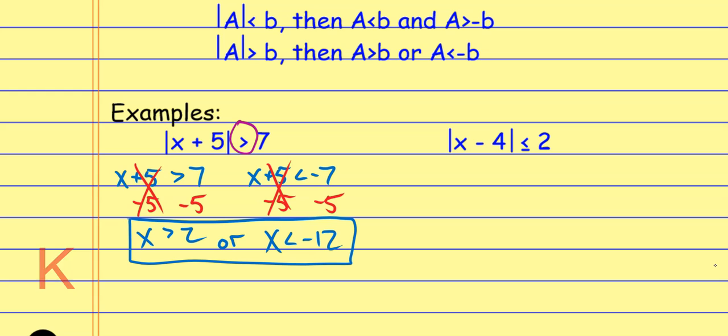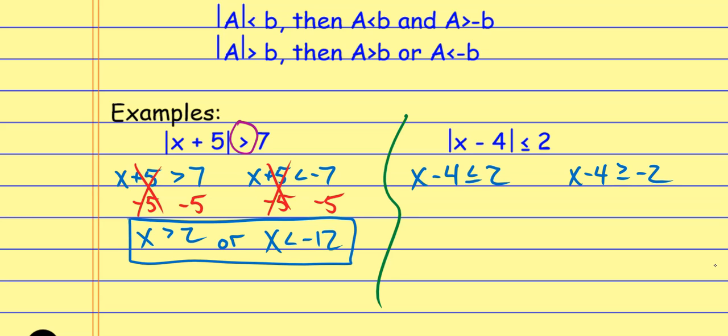Okay? If I look at the next one, same kind of thing. I'm just going to split it up. So the positive version, I just leave this guy exactly the way it is. But when I do the negative version, I have to flip the inequality sign. So I do a greater than or equal to symbol when I do the negative version. And now I solve each. To undo subtracting 4, I'm going to add 4 to each side. And the plus 4 and minus 4 cancel.